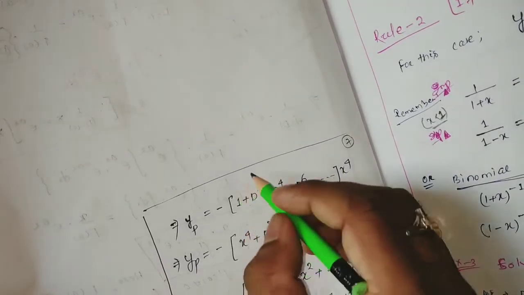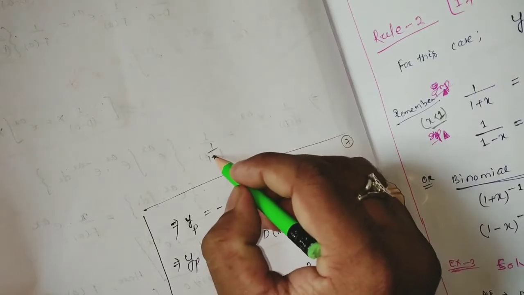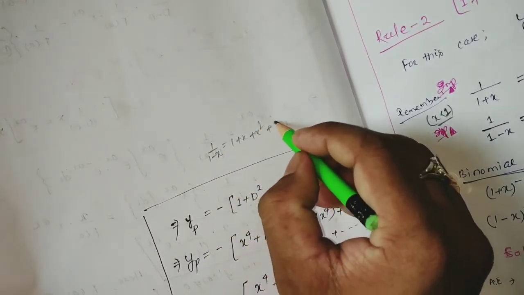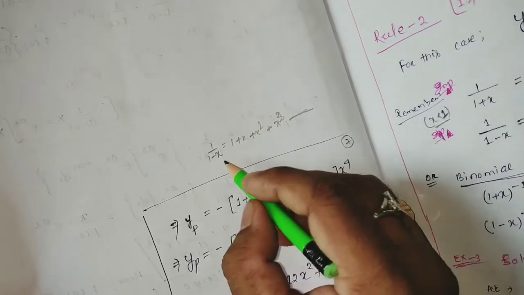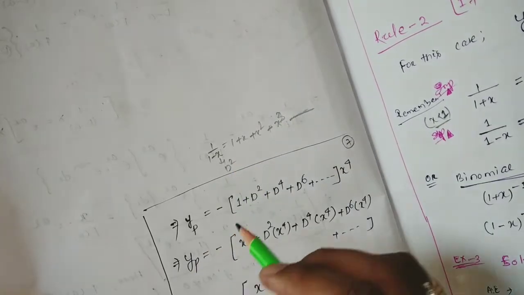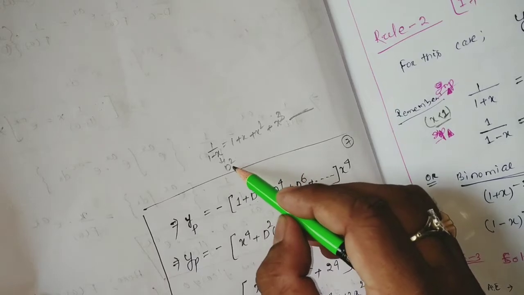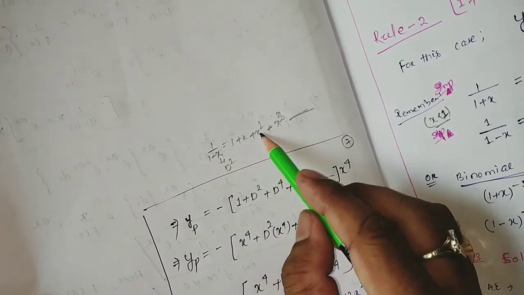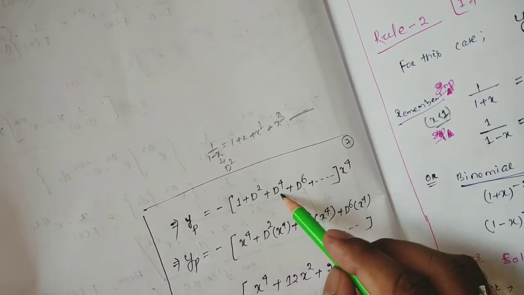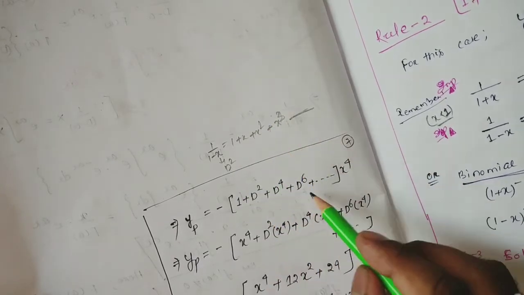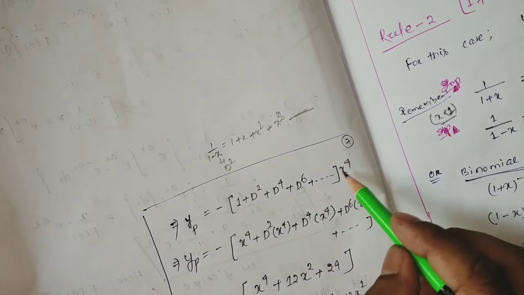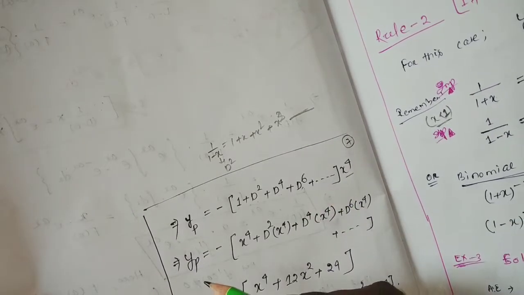See, 1 by 1 minus x is equal to 1 plus x plus x square plus x cube, and so on. So instead of x, D square is there, no? Instead of x, D square is there, which means here we have to put D square. Again D square squared is D to the power 4, D square cubed is D to the power 6, and so on, up to x to the power 4.